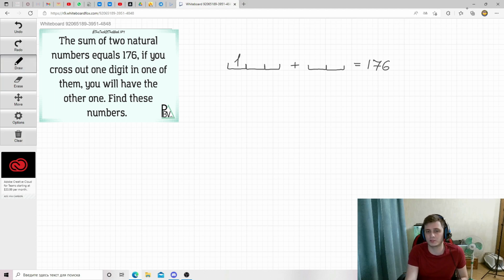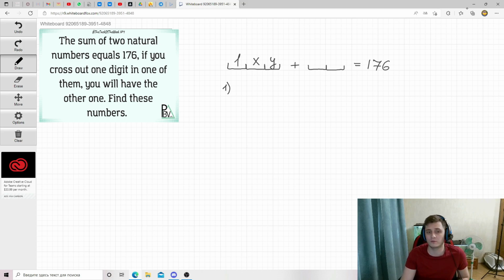I suggest marking the other digits as x and y. And now we have the moment of division into several possible options, because we can cross out either the first digit, or the second, or the third. This means that we have three possible options.